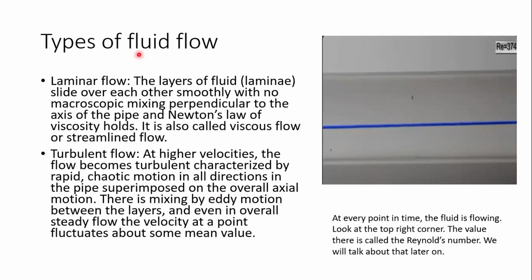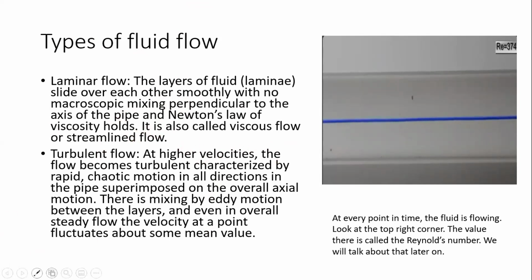So what I was saying was that for laminar flow, for the definition here, what it's saying is that the layers are going to move smoothly over each other. So there is no mixing perpendicular to the axis of the pipe, and Newton's law of viscosity holds. So another name for laminar flow is viscous flow or streamlined flow.